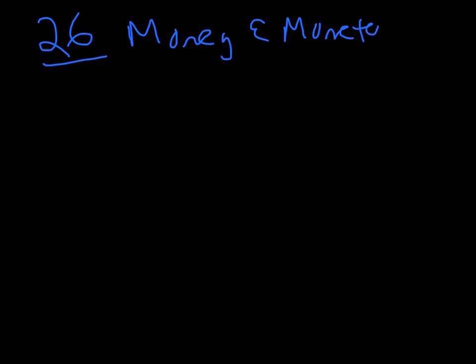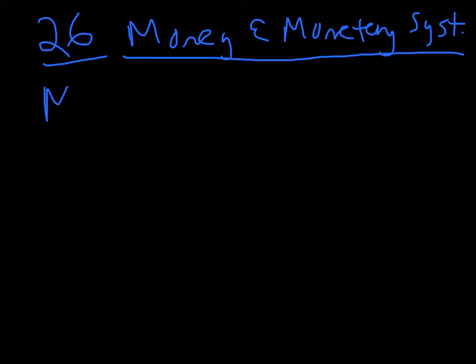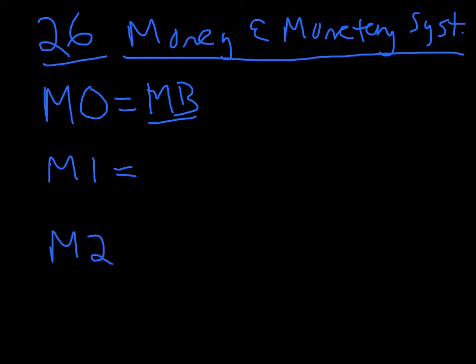Here is a quick video on chapter 26 that deals with money and the monetary system, which includes the Fed, also known as the Federal Reserve. So there are three different definitions of money, going from the most specific, liquid form of money called M0, or the monetary base, MB for the monetary base. There's also M1 and M2.